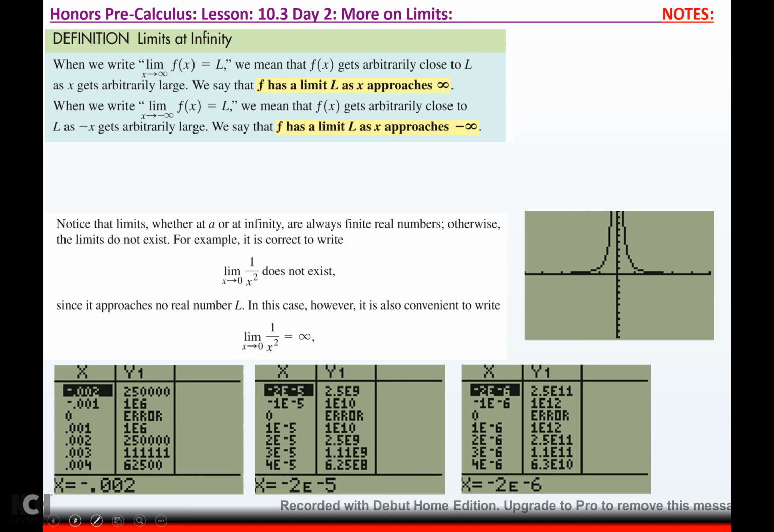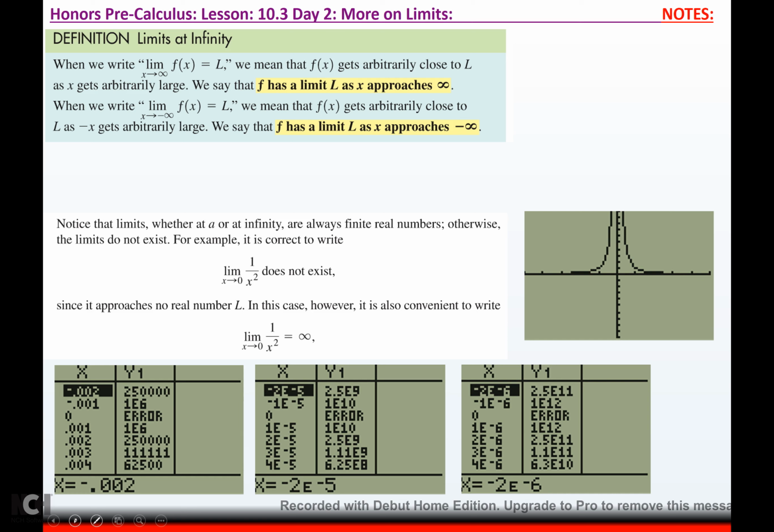Alright, definition. Limits at infinity. When we write the limit as x approaches infinity, f of x equals L, we mean that f of x gets arbitrarily close to some number L as x gets arbitrarily large, meaning forever and ever keeps getting bigger. We say that f has a limit L as x approaches infinity. When we write the limit as x approaches negative infinity, f of x equals L, we mean that f of x gets arbitrarily close to L as negative x gets arbitrarily large. In other words, as you head off left. We say that f has a limit L as x approaches negative infinity.